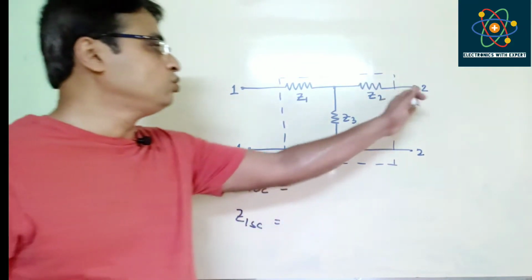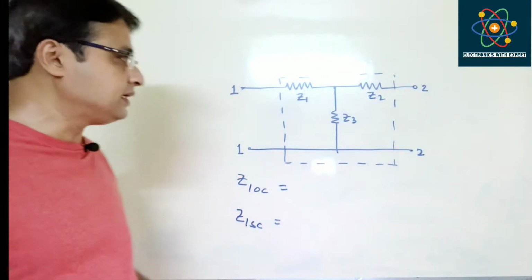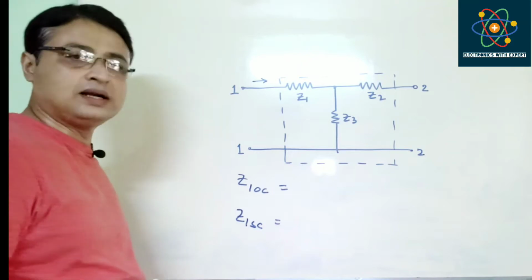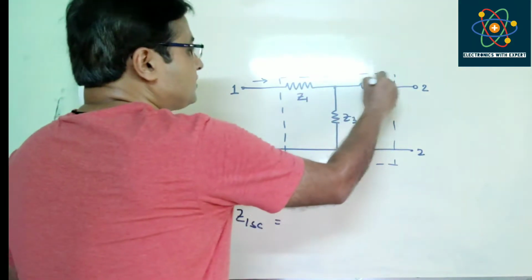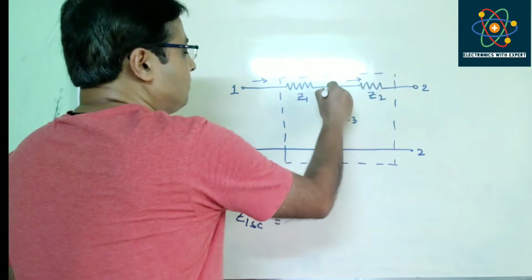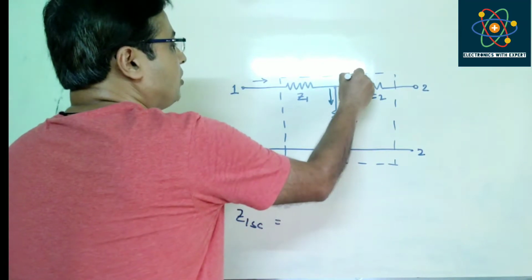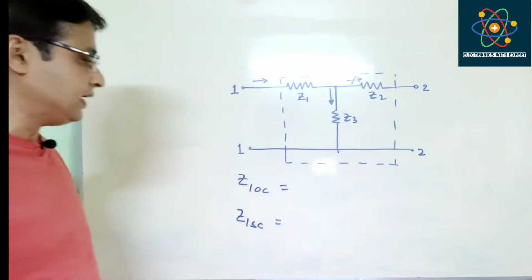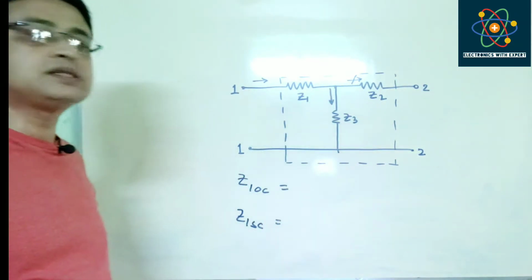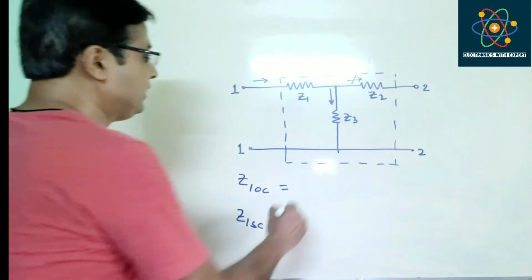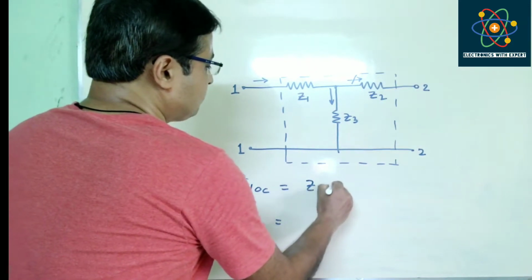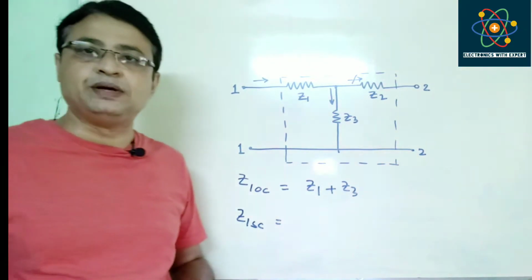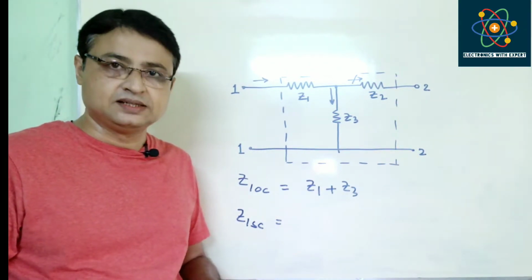Whenever the 2, 2 terminals are open circuited, if a current is flowing through this terminal, it must not flow along this, but it will flow along the Z3 terminal. So what will be the impedance whenever the 2, 2 terminals are open circuited? It will be just Z1 plus Z3. That is, Z1 and Z3 impedances are in series.